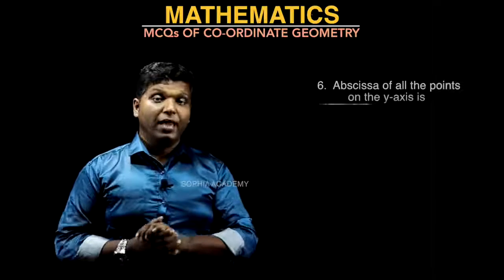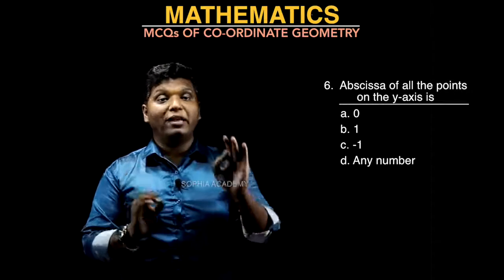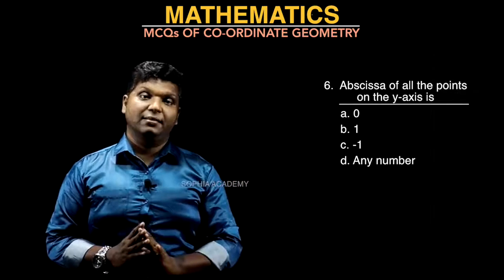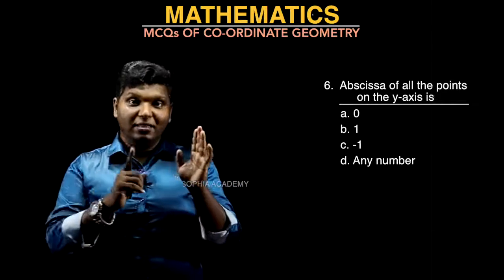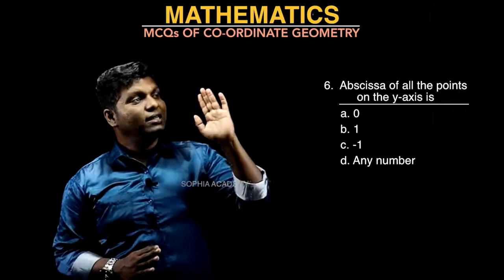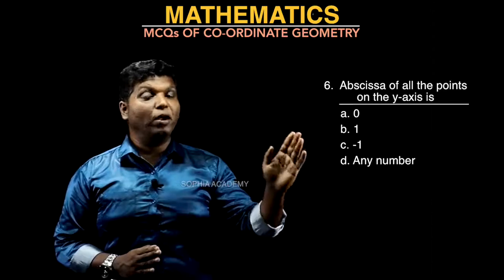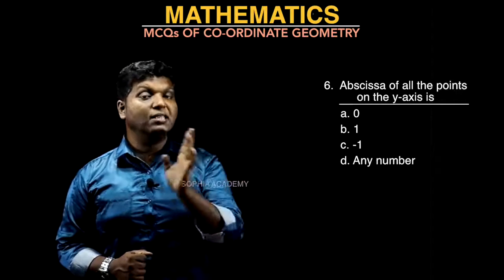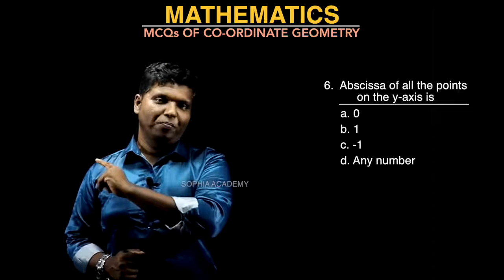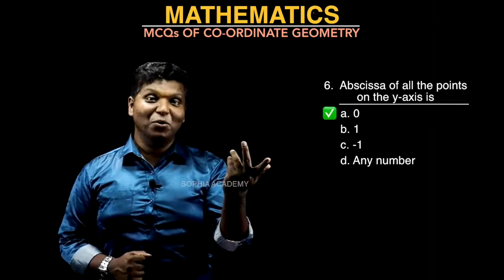Next question. Abscissa of all points on y-axis is. What do you mean by abscissa? X coordinate. So in other words, we can read this question as: the x coordinate of all the points on the y-axis. I told you, whenever you are taking a point on the y-axis, the x coordinate will be 0. So here the answer is 0.